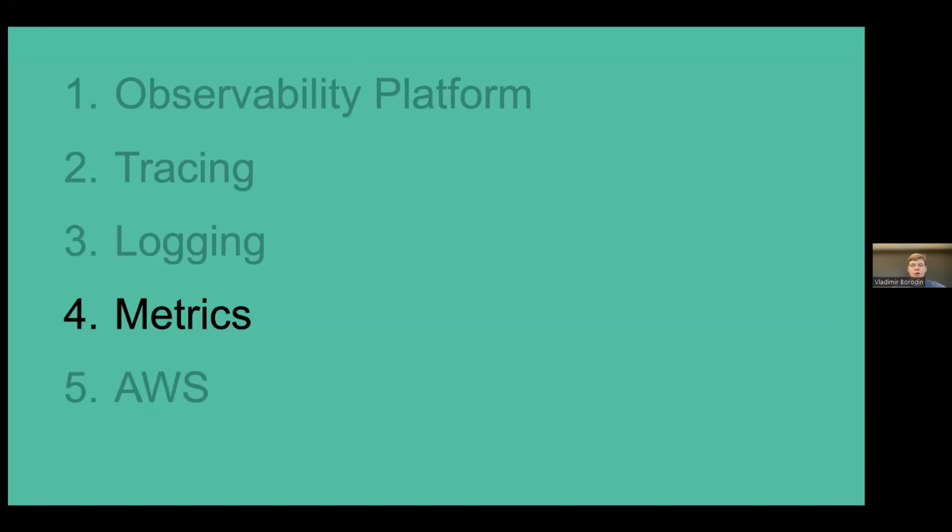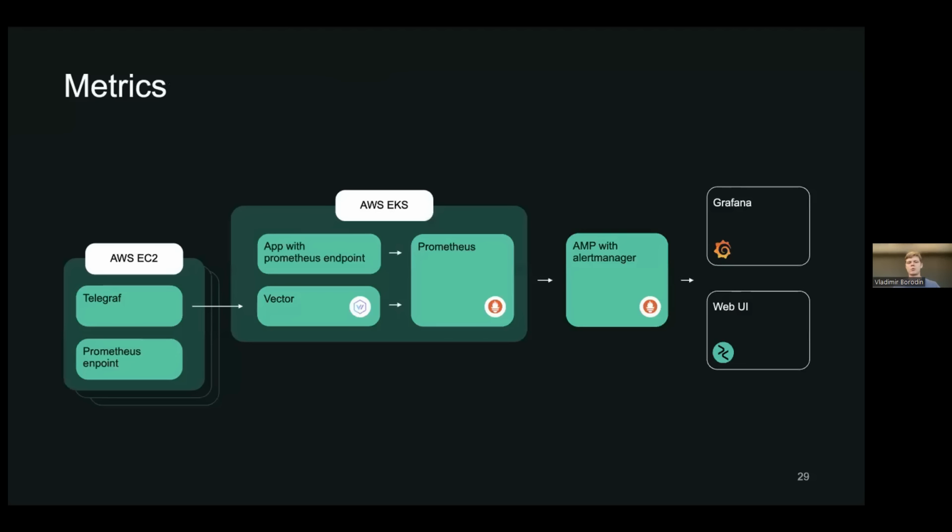So let's switch to metrics. Well, metrics is probably not that interesting compared to previous topics because we use Prometheus. And we actually use Prometheus managed by AWS. It is called the AMP service. So for the control plane, each of our applications exposes a Prometheus endpoint. There is a Prometheus deployed in the same Kubernetes cluster, which gathers all the metrics from all our applications and then writes them to Prometheus managed by AWS with the remote write API.